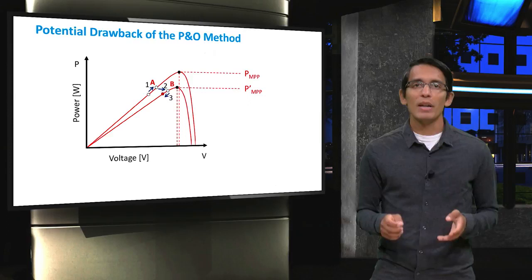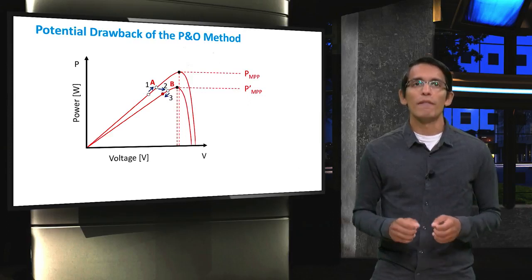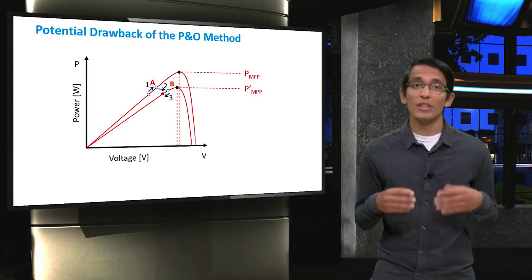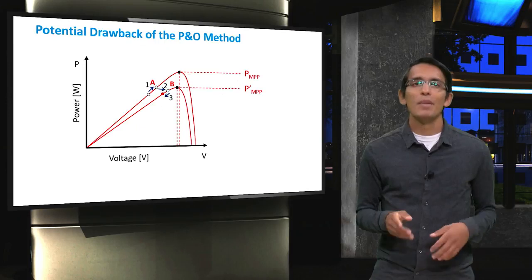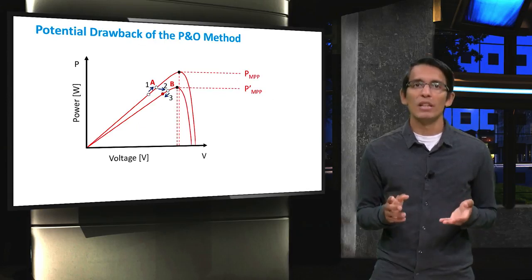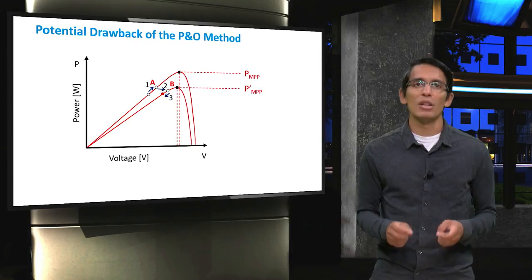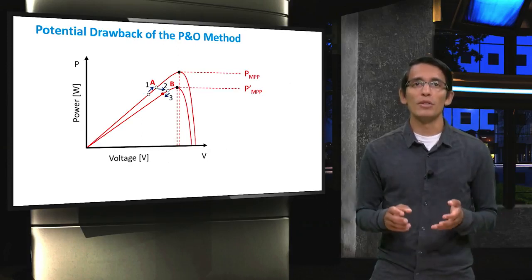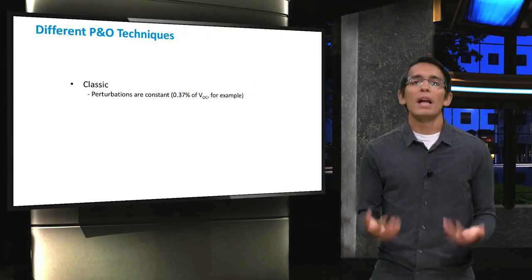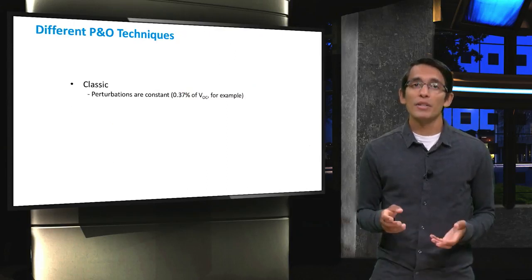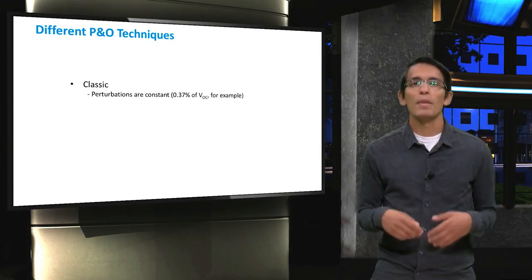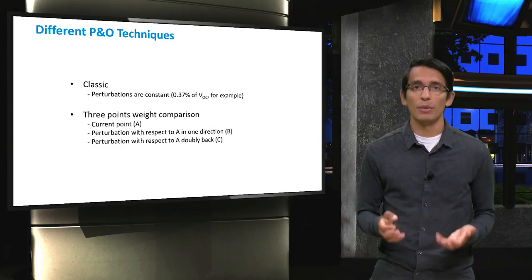The system will eventually correct itself, but these changes in irradiance are frequent enough it could result in a PV system operating far from the maximum power point for a significant amount of time. However, even with this drawback, the Perturb and Observe technique usually results in better output than using indirect methods discussed in the previous video. As a final note, before I conclude this video, it's good to know that there are multiple ways to use the Perturb and Observe technique. In the classic approach, perturbations are generally constant, a value like 0.37% of the VOC of a panel could be used. However, a 3-point comparison is also sometimes used.